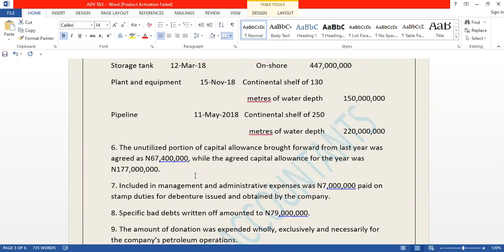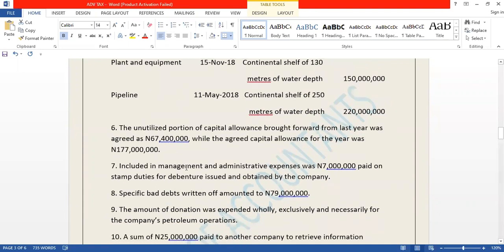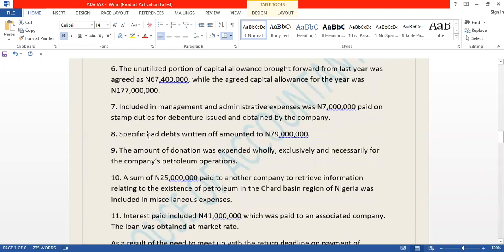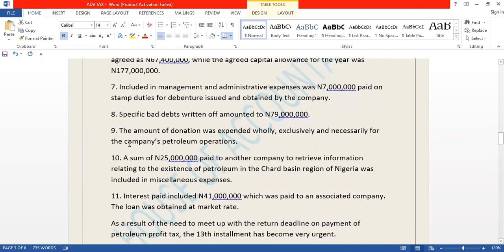Note 5 now. They said the utilized portion of capital allowance brought forward from last year was agreed at this figure. So no issue with it. We just adjust for it right there. Then included in the management and administrative expenses was 7 million paid on stamp duty. When we get there, we conclude that as well. The specific bad debt written off amounted to 79. So we adjust to that when we get there.